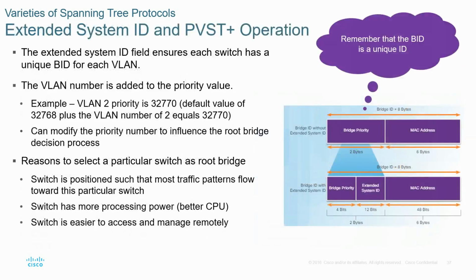How do you actually indicate that a spanning tree is in one VLAN or the other? Using the field that is called the extended system ID. Basically, this is added to the VLAN priority to make up the total bridge priority in this case. And so PVST uses this value to learn the identity of the root bridge, the root port, and the designated port, all of that per VLAN.